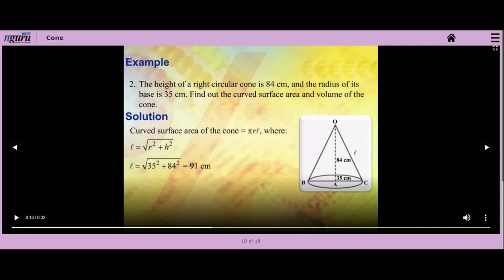Ten thousand and ten value, ma'am. What about volume? 10,010, ma'am. Centimeter cube.